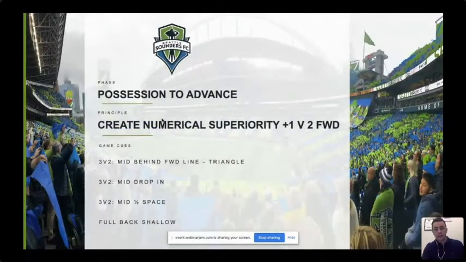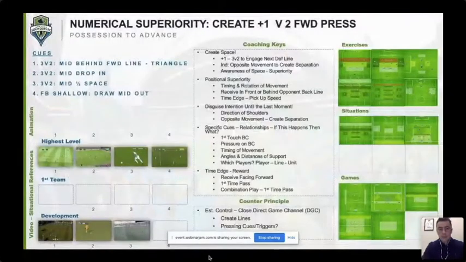So within this phase, we have this principle of creating numerical superiority against a line of two forwards that are pressing. And then we have these four game cues that we've picked up from the game that we think can be solutions to the problem. That could be in a 4-4-2. That could be a 4-2-3-1 if the number 10 becomes more aggressive. But basically we're looking at it when it becomes a line of two forwards pressing the ball in that first line. So that's what we're playing against. And again, it's becoming quite a common defensive structure in the modern game.